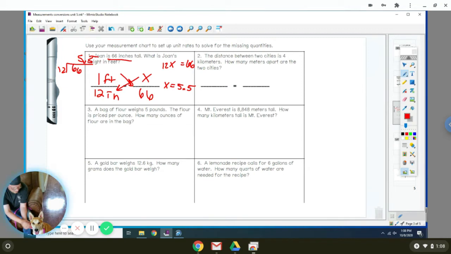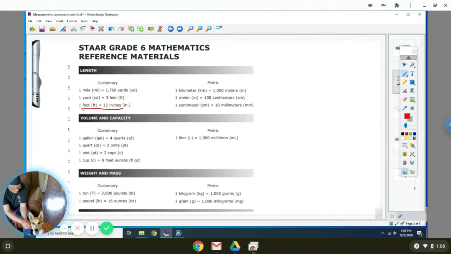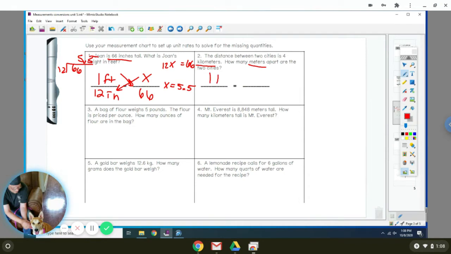All right, number 2, the distance between two cities is 4 kilometers. How many meters apart are the two cities? Okay, so we're changing kilometers to meters. So I'm going to go back to my chart, and I'm going to find a unit rate that says kilometers and meters. Here it says for every 1 kilometer, it's 1,000 meters. So this would be 1 kilometer for every 1,000 meters.